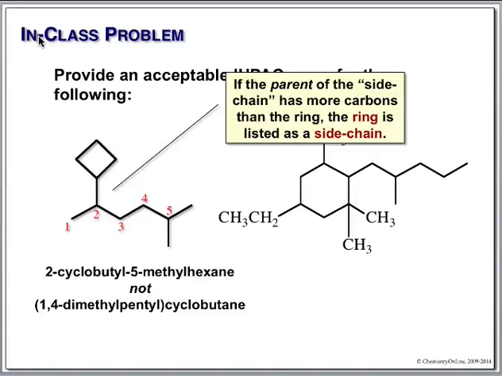If we had named this as a cyclobutane, we could call this 1,4-dimethylpentyl, but that would be wrong. If the side chain has more carbons, it is the parent. If it's a tie, and I wouldn't do that to you, but if it's a tie, it would go to the cycloalkane.